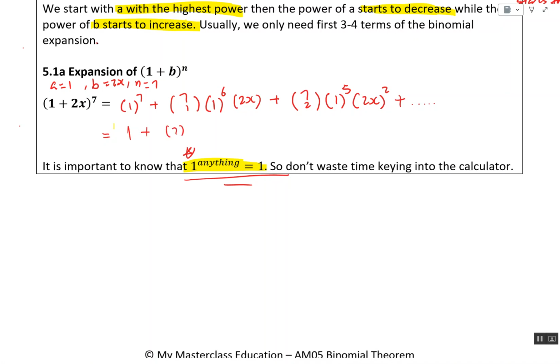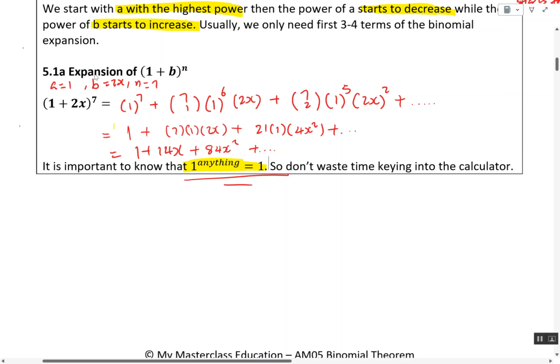Then this is just 1 times 2x, plus, you all key 7 choose 2 in the calculator. You all should get 21. So 21, again 1 to the power of 5 is still 1, times 2x to the power of 2. You square both numbers, you get 4x squared, plus dot dot dot. Simplify this to become 1 plus 7x, sorry, 14x, not 7x, plus 84x squared. Then you just put plus dot dot dot. That's all there is to it. This is the first type of expansion where your a is 1. But regardless, it's just a form where the first term that I'm working with is 1. We just use a as 1 and b as 2x, that's all.